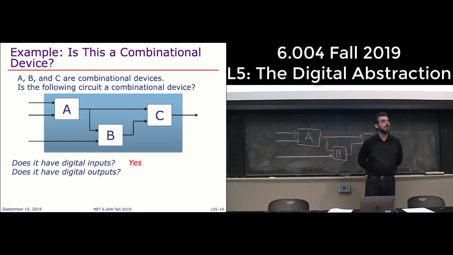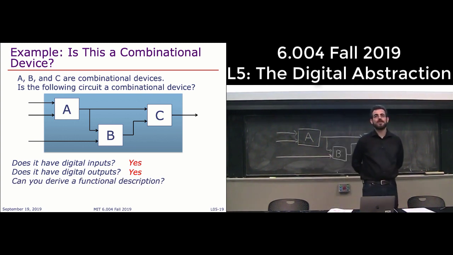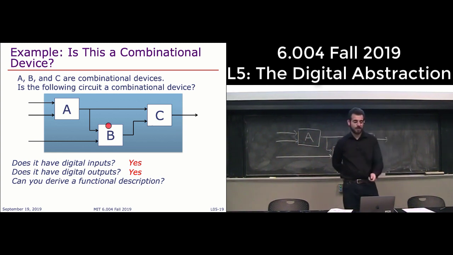Does it have digital outputs? Same reason. The only output of this circuit is the output of C, which is a combinational device, therefore, yes, it has digital outputs. How about, can you derive a functional description? Can you tell me, if I give you the functional descriptions of circuits A, B, and C, what the functional description of the output is?